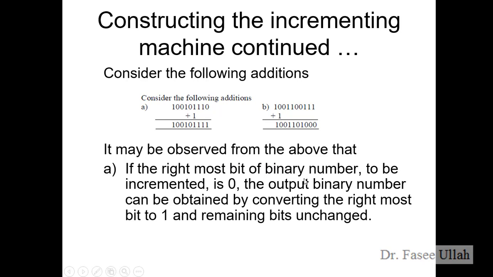So these are the explanations for these two examples. Let me read from the slide. This is the explanation for A, right? If the rightmost bit of the binary number to be incremented is 0, the output binary number can be obtained by converting the rightmost bit to 1 and leaving the remaining bits unchanged. So they're talking about this in the generic case.